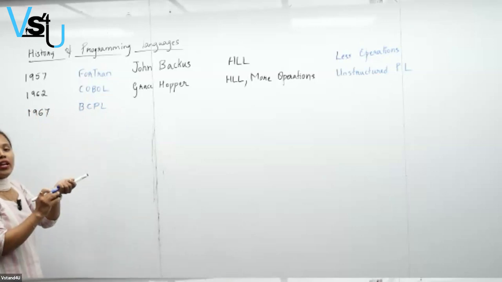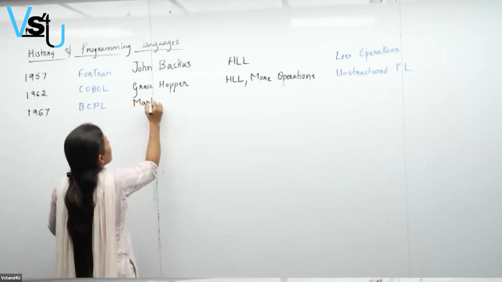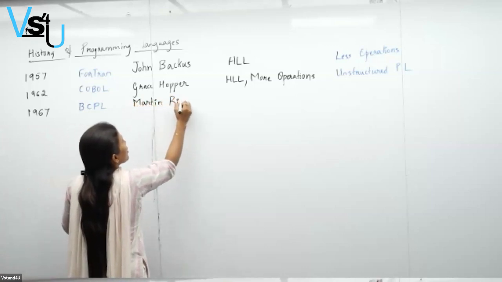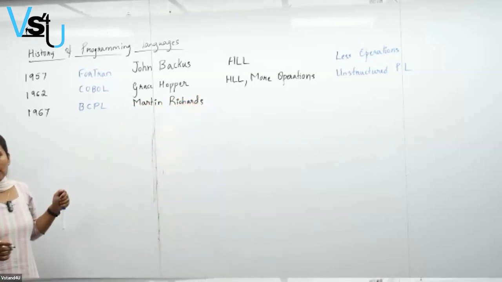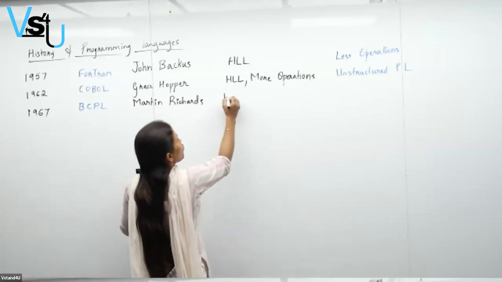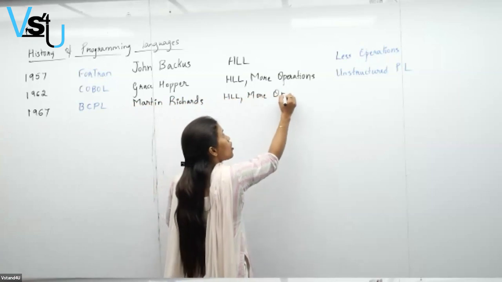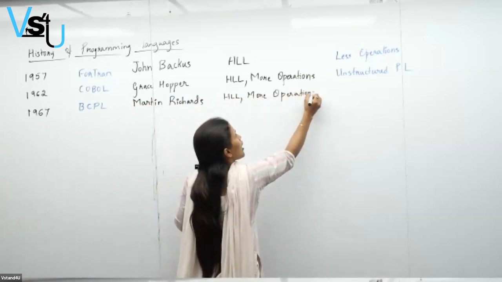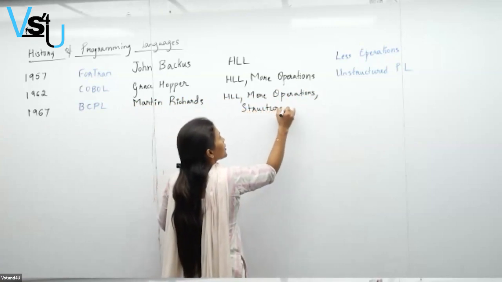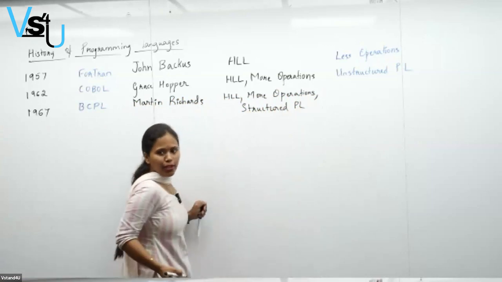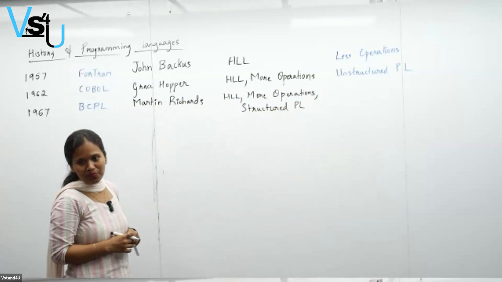The person who invented this language is Martin Richards. Who was the person? Martin Richards. And this programming language was a high-level language. It performed more operations. Along with that, this was a structured programming language.